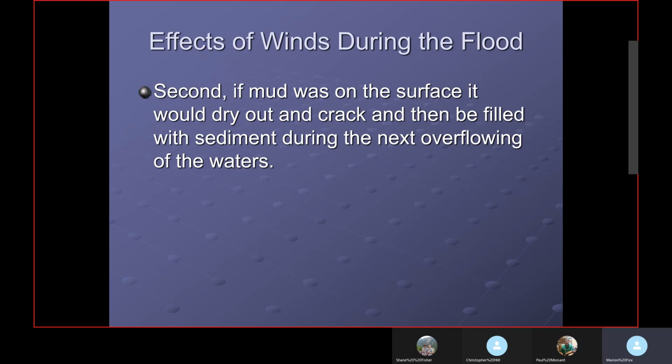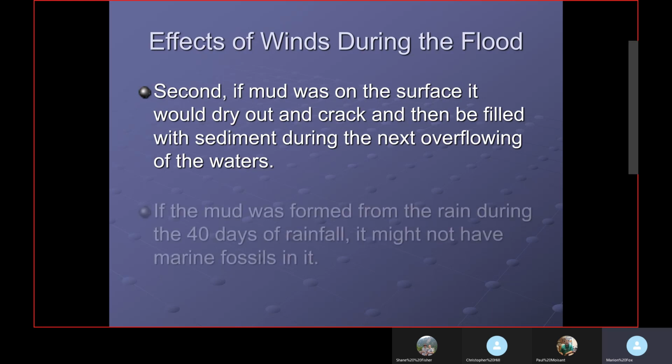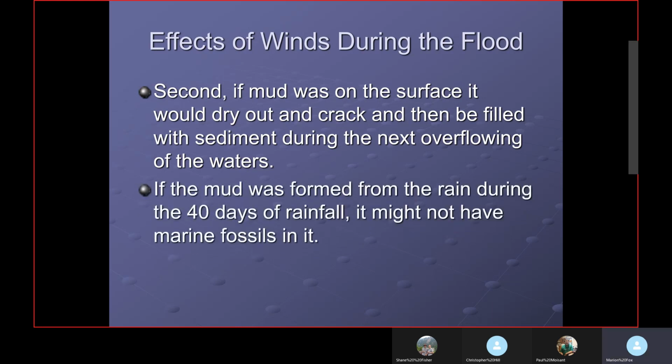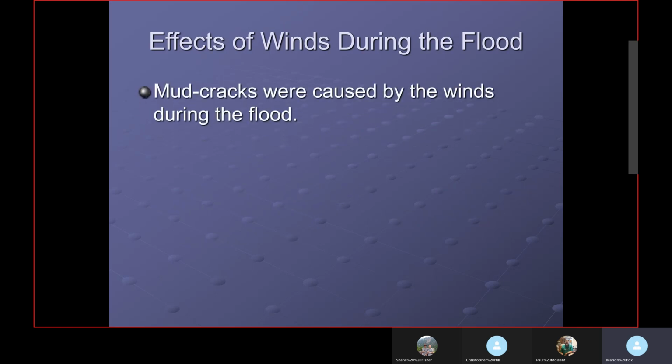If mud was on the surface, it would dry out and crack and then be filled with sediment during the next overflowing of waters. So we get what we call mudstones. Mud was formed from the rain during the 40 days of rainfall. It might not have marine fossils in it. Might not. It might. On the other hand, mud cracks were formed by the winds during the flood.